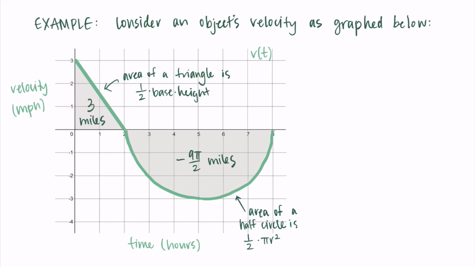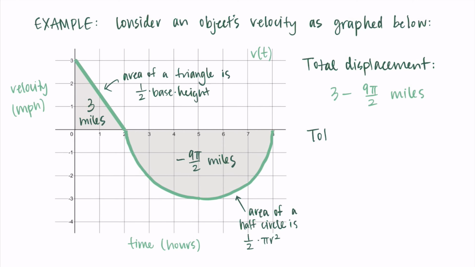Okay, so we found two separate displacements. Now let's find the total displacement and the total distance traveled. So to find the total displacement, I'm just going to add up my two areas using the area that is below the horizontal axis as negative. So here I have 3 minus 9 pi over 2 miles. We could convert that to a decimal to get a better sense, but I'm not going to worry about that here.